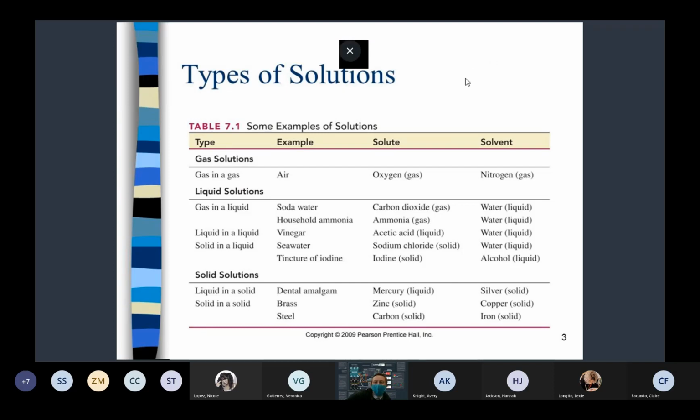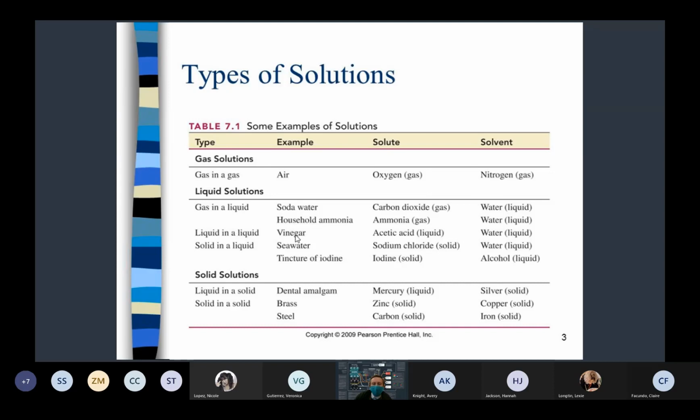We can have all kinds of different types of solutions. There can be gas, liquid, or even solid solutions. Air is an example of a solution where oxygen dissolves in nitrogen gas. So that's a gas-gas solution. Soda water involves a gas dissolved in a liquid. Carbon dioxide gas is dissolved in water in a Coca-Cola or a Pepsi or a Dr. Pepper.